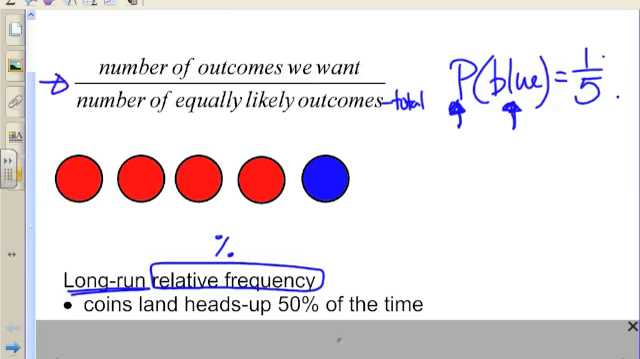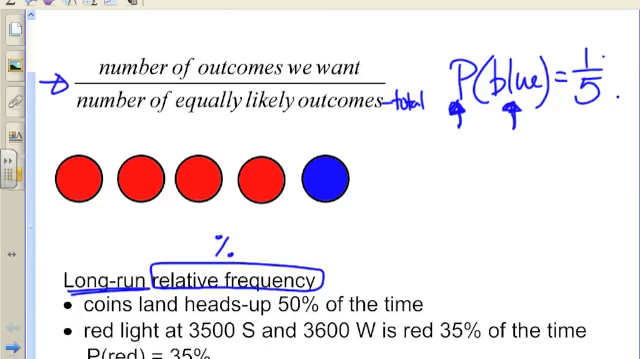over the long run. Now, I made this fact up. I don't know if it's true, but perhaps the red light at 3500 South and 36 West, just down the street, is red 35% of the time. Well, that means the probability of getting to the light when it's red would be 35%, because in the long run, that's how often it happens.